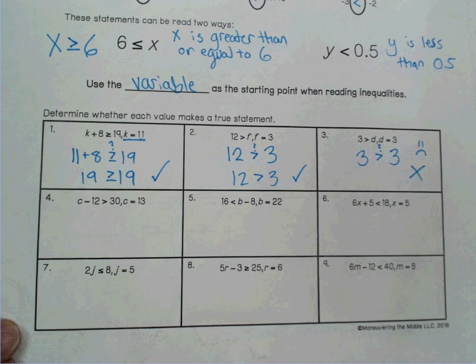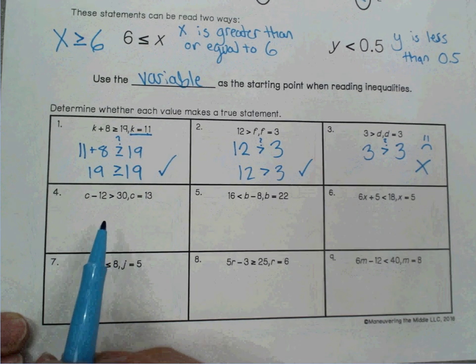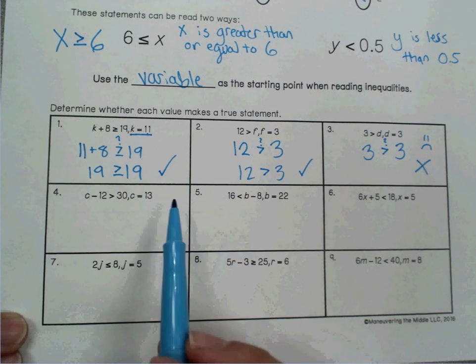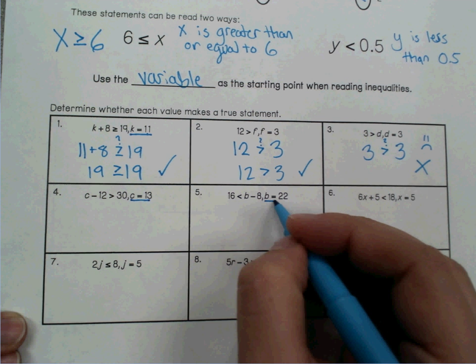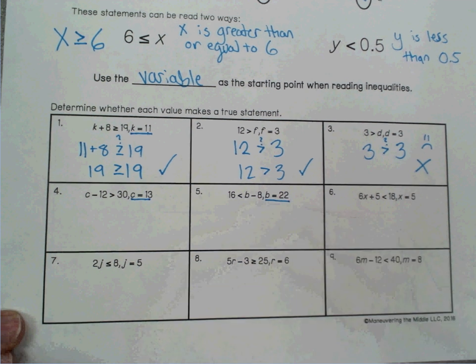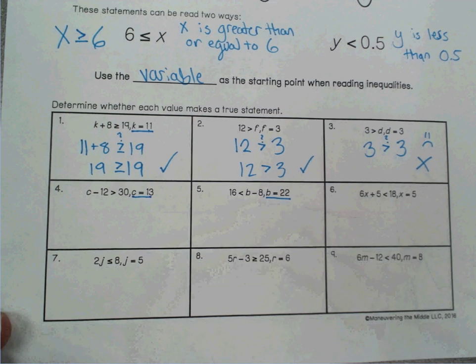Go ahead and try to work out these two, 4 and 5. Plug in your numbers for C. So plug in 13 for C and 22 for B. Plug those in for your variables and see if it does work.